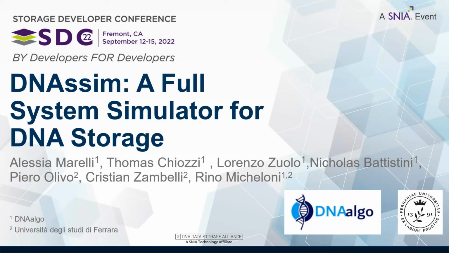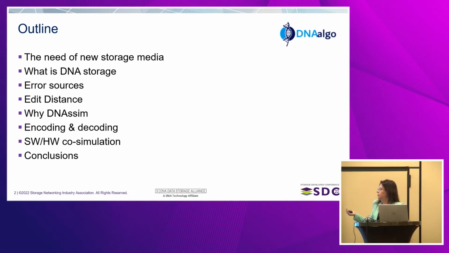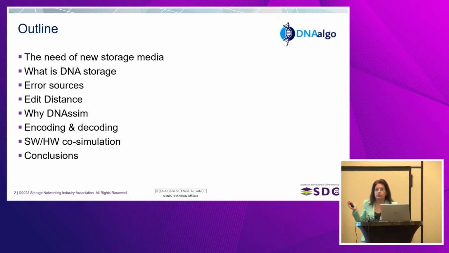Our talk is about DNAssim, which is basically a full system simulator for DNA data storage. The outline of the talk will be why we need a new storage media, and what DNA storage is. Let me say it from an information theory point of view, not a biological point of view. I'm a storage girl, so I use an information theory point of view here. What are the error sources here?